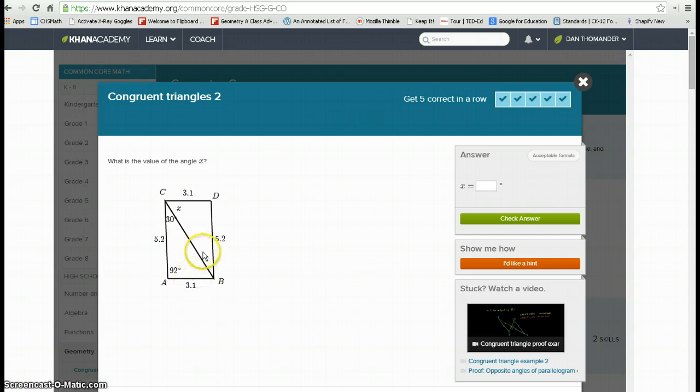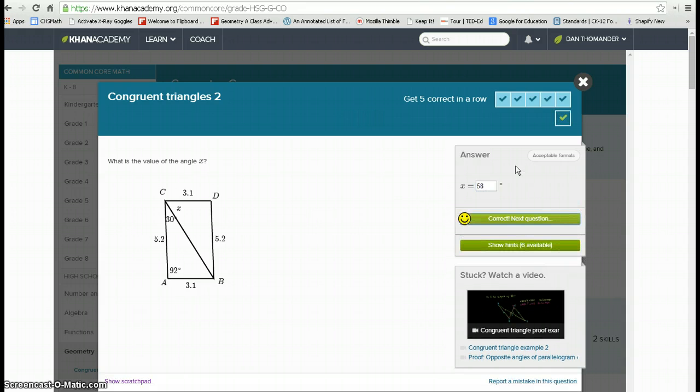Well, how are we going to figure that out? Well, we take 180, because we know there's 180 degrees inside the triangle, and we subtract what's here. So 180 minus 30 gives us 150. And then we take away 92, and that would be 58. I hope I did my math right on that. 58. I'm just doing that in my head, and that is correct. So that's how you do these problems.